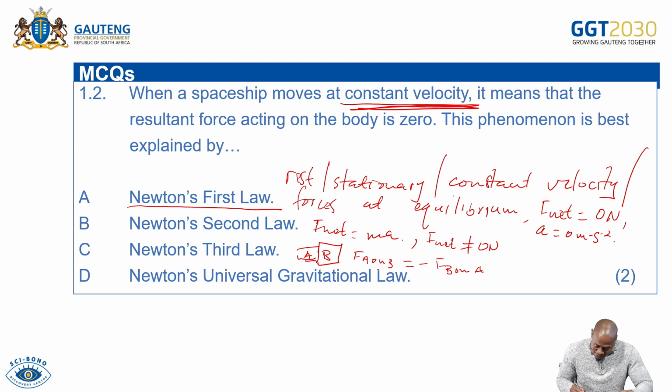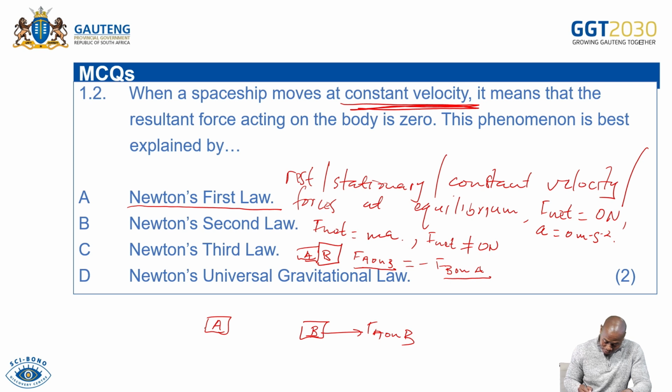So here, if we say F A on B, that force is on object B. And then F B on A, that force is on object A. So those two forces are not exerted on the same object. If this is object A, and this is object B, we are saying F A on B, so this force is acting in this direction. Then force B on A.